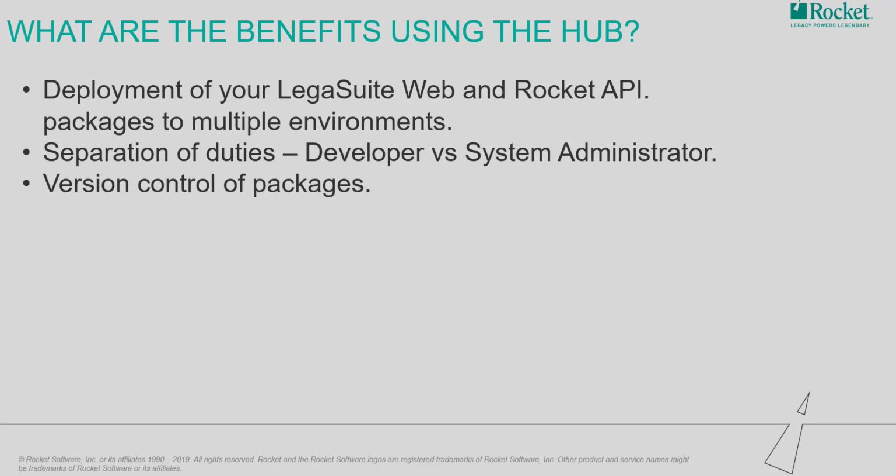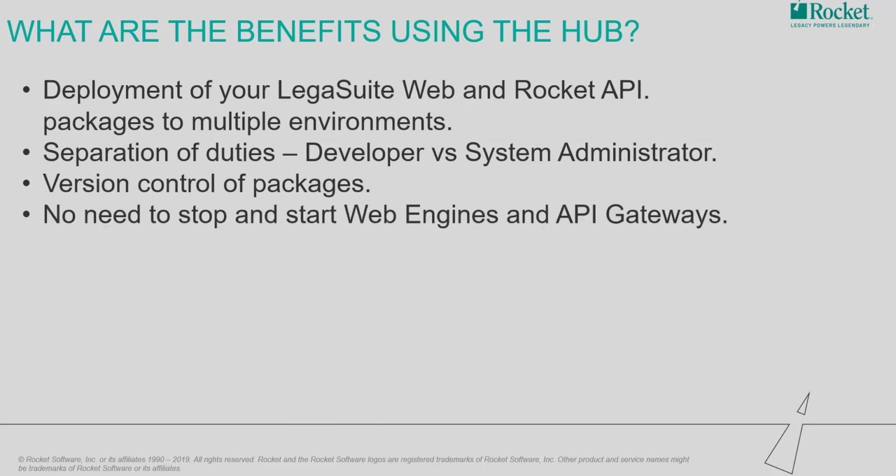You can also have version control, which means your packages can be version numbered accordingly. You don't need to stop and restart your web engine or API gateways. If you're running them as a system service, then you don't need to stop and restart those services. The hub will deal with all that for you. You also get rollback facilities. If you need to roll back to a previous version of a package, you can easily do that through the hub.